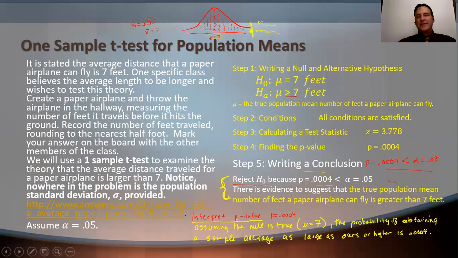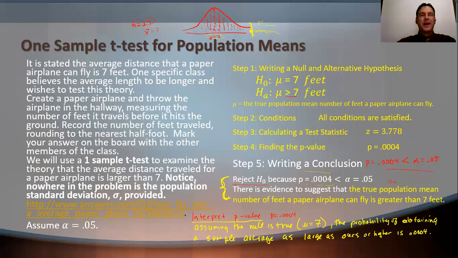Again, it's the assumption that the null is true. It's the probability that we got a sample average as unique as ours, or even more unique, in this case in the positive direction. And we acknowledge that that probability is 0.0004. All right, so take note of that. You will see that again.